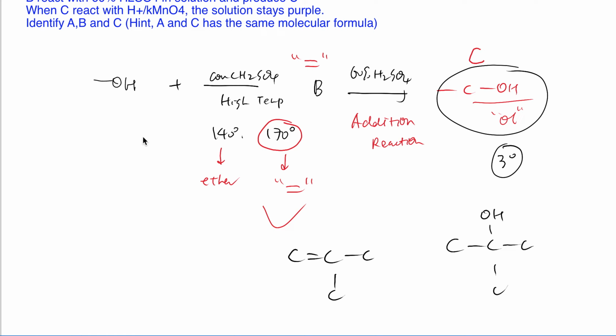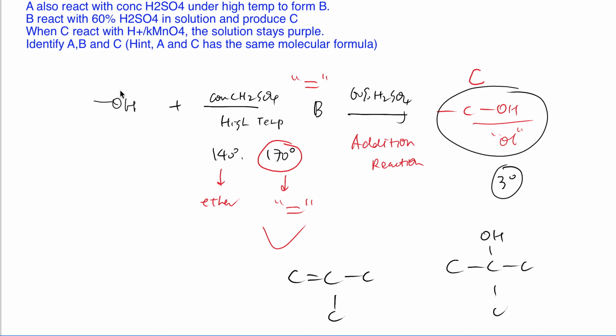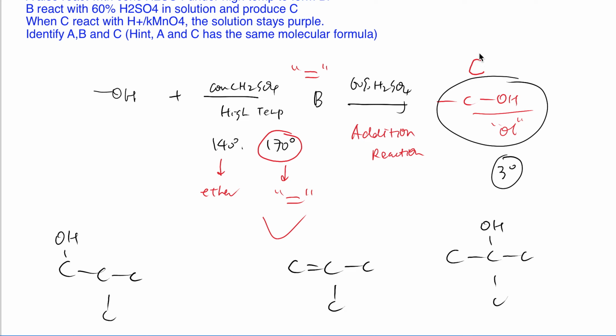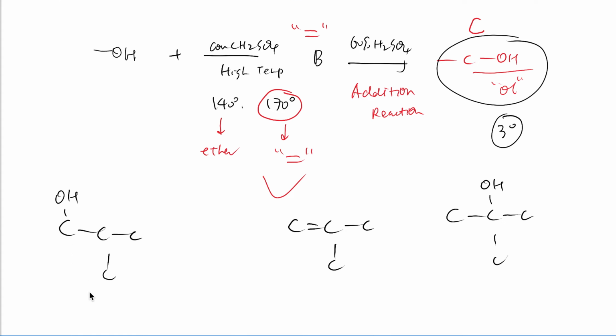And then the OH group reacts with this to form B. So your OH group must be over here. If your OH group is in the middle, then it's the same as C. We know A, B and C are all different. So your OH group must be over here. So this is our A. This is our B. This is our C.